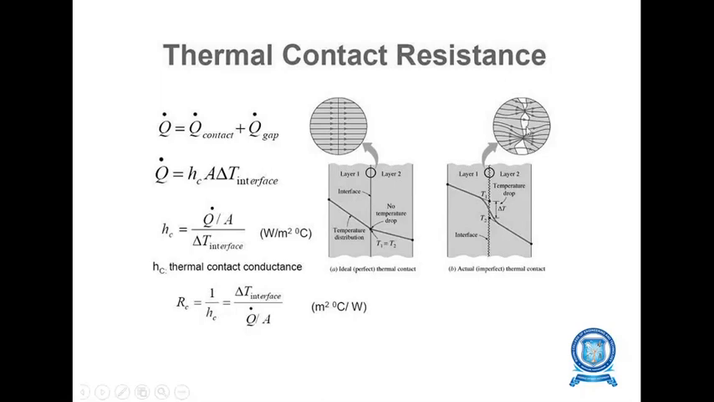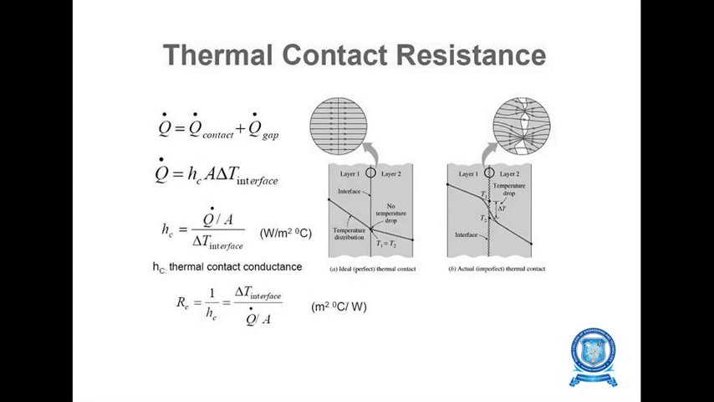But in the case of the imperfect one, heat transfer occurs in layer 1 and layer 2. The temperature drop occurs in the first layer, the second layer, as well as in the gap, because of surface roughness. How to remember this point? In the case of perfect thermal contact, the temperature drop occurs in the first layer and second layer only, as in the diagram shown. In the case of actual or imperfect thermal contact, the temperature drop occurs in layer 1, layer 2, and also in the gap.